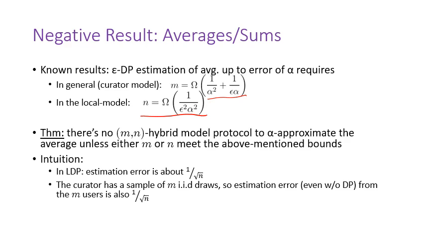Just to give intuition about this result, we already know that estimating this number in the local model requires roughly an error of 1 over square root of n. And since m is much smaller than n, the individuals that were sampled into the Curator's dataset have a standard deviation also of about 1 over square root of n. That is why we cannot overcome the obstacle of 1 over square root of n, and why we cannot improve on this lower bound. Again, it's not the formal proof. This is just an intuition.